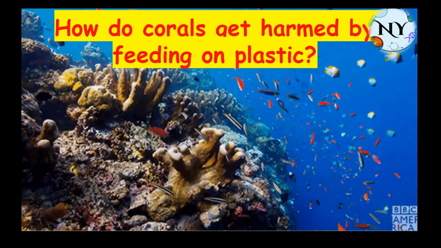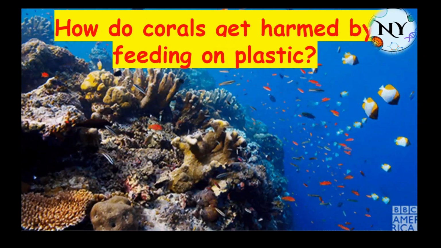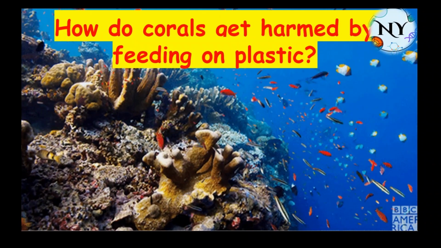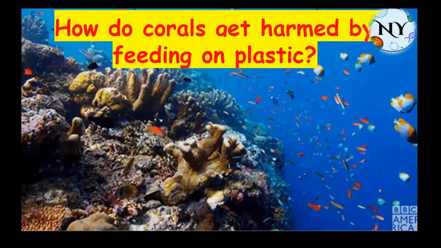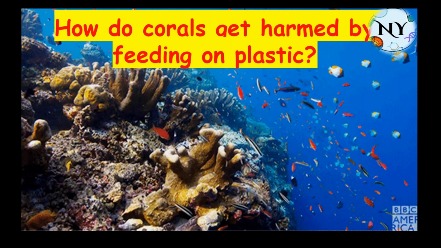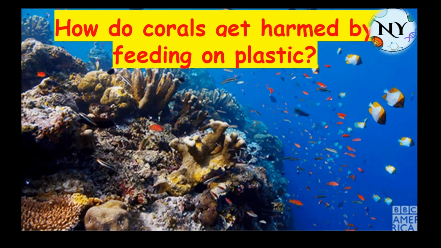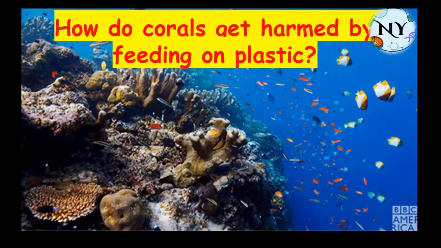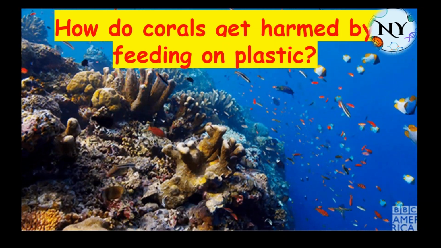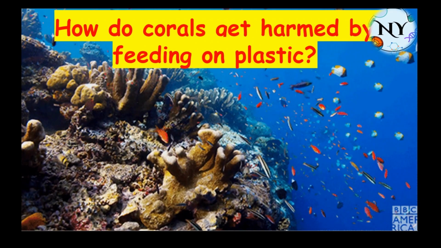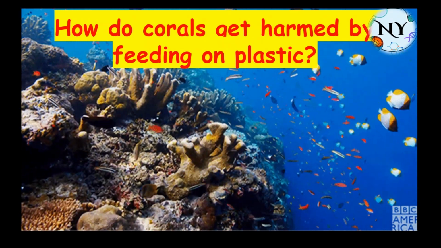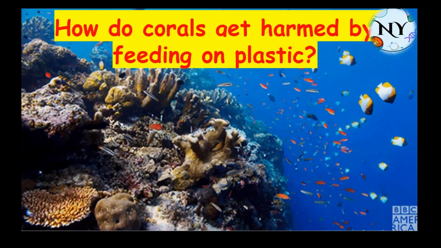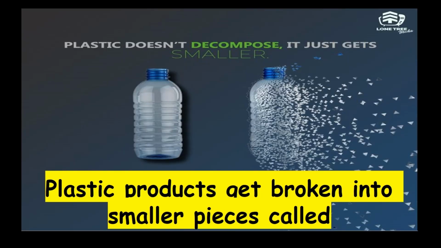So how do corals get harmed by feeding on plastic? So we have here a big problem, as we can say. Turtles, whales, seabirds, and fish get harmed from plastic pollution. Not only all of them, but also corals, which are marine animals, can get harmed by feeding on plastic. But how do they get harmed?